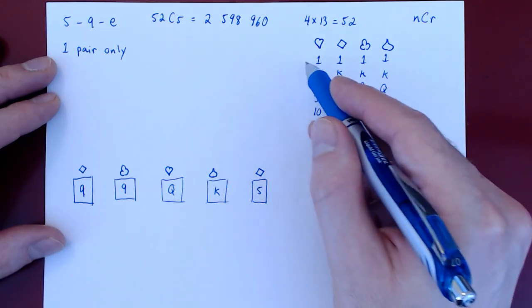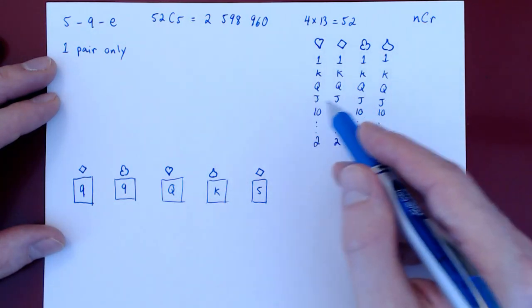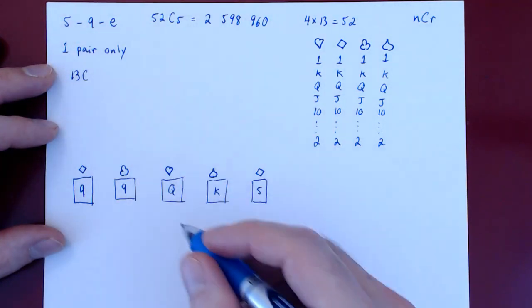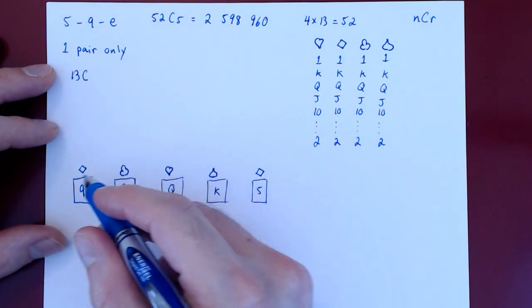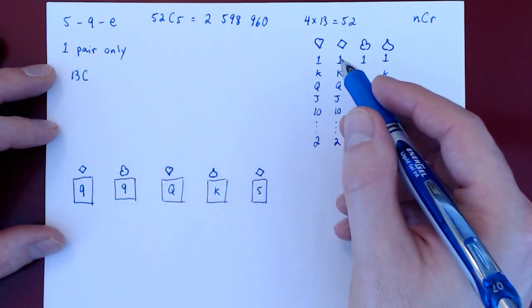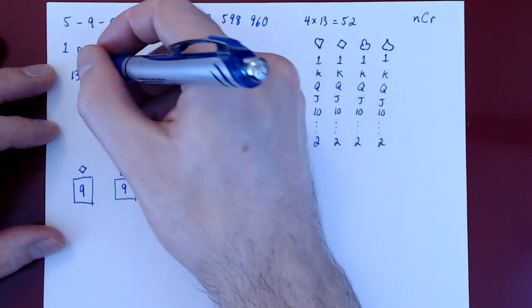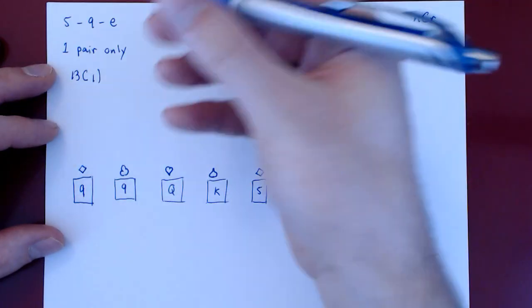So out of 13 different kinds to choose from, we choose only one kind. We choose only one pair. So we choose either the aces, the kings, the queens, and so forth. So 13, choose one. This is of course 13.